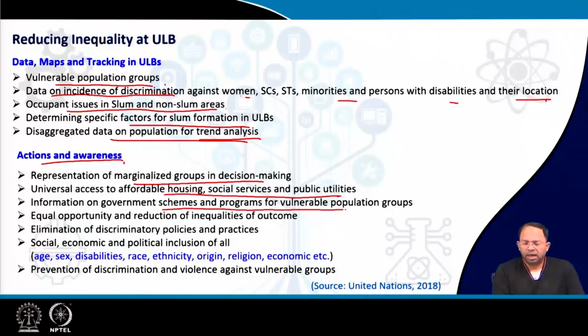Information of government schemes and programs for vulnerable population groups. So there has to be IEC campaigns in regards to that. Equal opportunity and reduction of inequalities of outcome. Elimination of discriminatory policies and practices, and social, economic and political inclusion for all. And finally, prevention of discrimination and violence. So more or less, it's the same thing: some are actions, some are awareness campaigns in the same regard, but overall our target should be to reduce inequality and discrimination in urban areas.